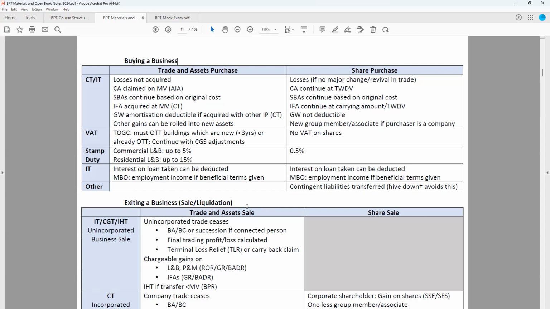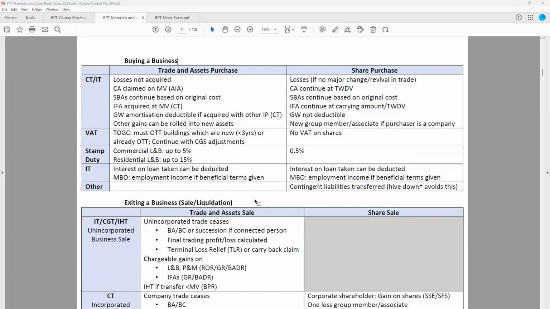And they're also very useful for niche areas where there's specific technical calculations, maybe some of the share schemes, share option schemes, company repurchase of shares, for example, capital goods scheme adjustment for VAT.